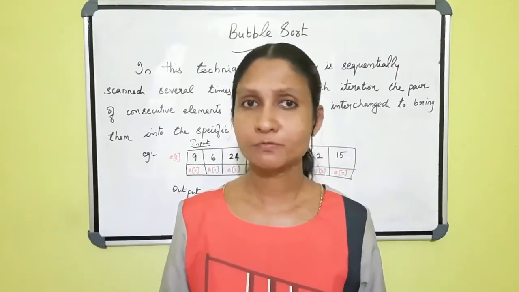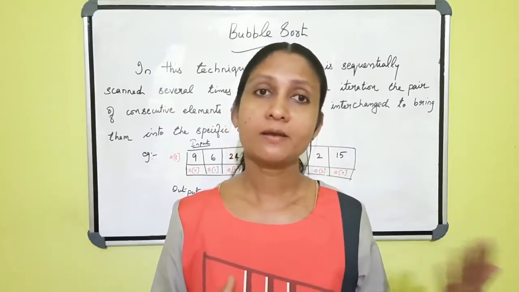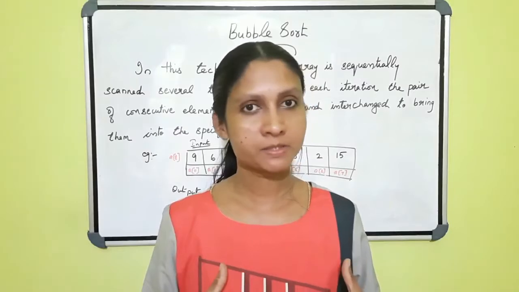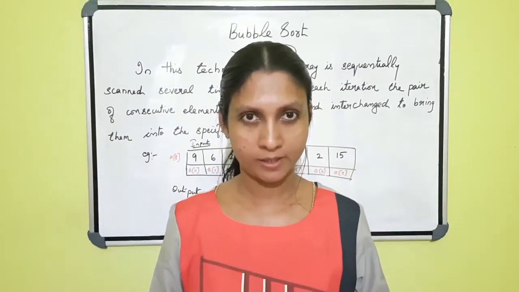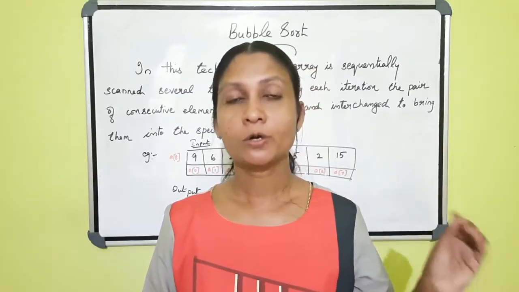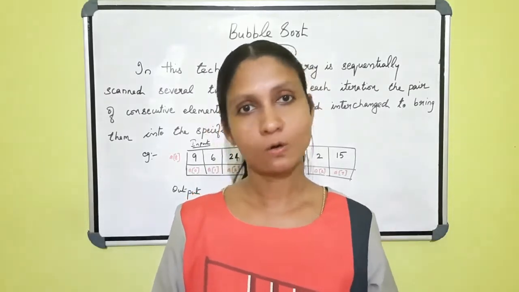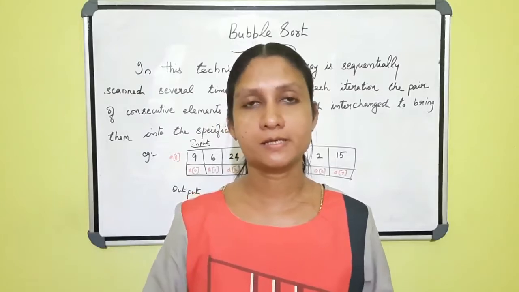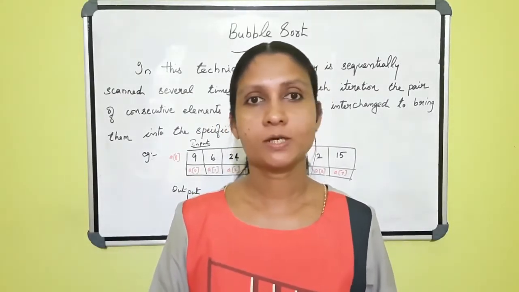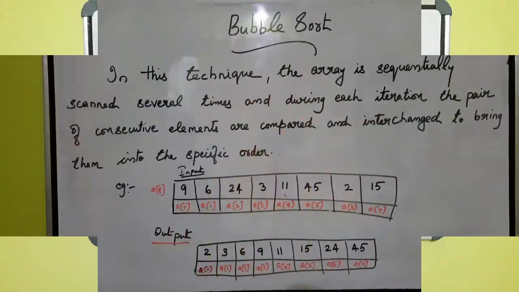We have different types of data. What are they? Number type data and text type data. We arrange number type data in ascending or descending order. In the case of text data, we arrange the data in the order of A to Z or Z to A. How can you do this? There are two methods, bubble sort and selection sort. Today I will teach you about bubble sort.